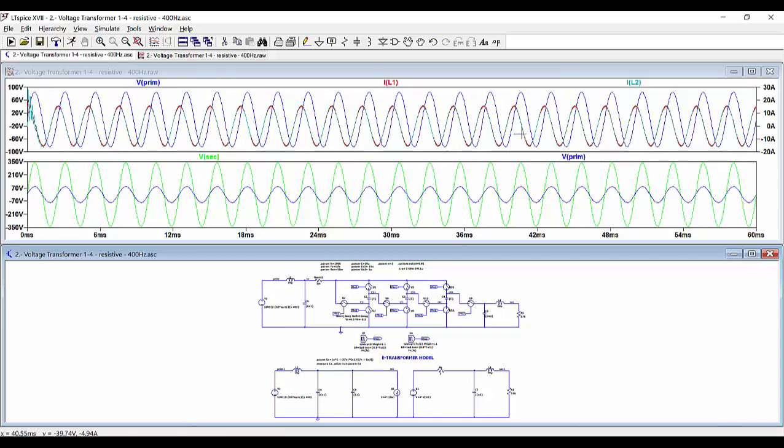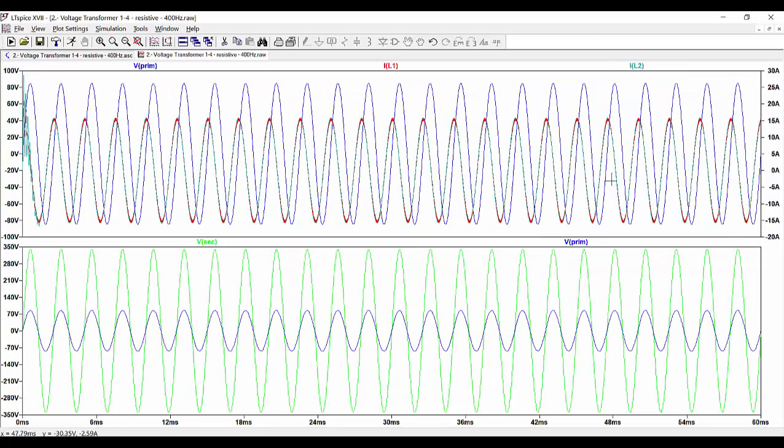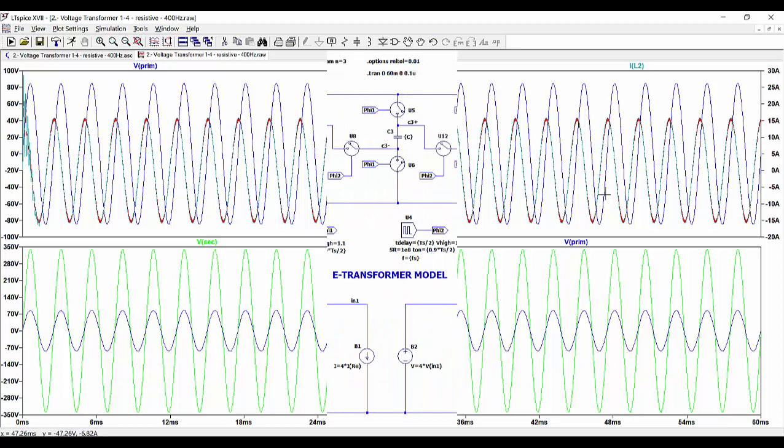So we can see that they are pretty much the same. Note that the zero here of the current is at this level, so this is the current in red, and in blue we have the voltage.